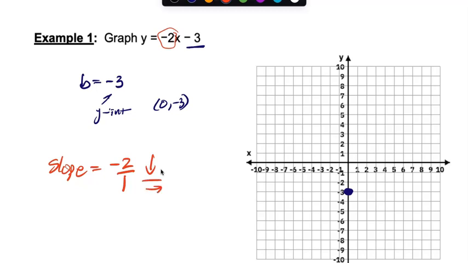We always go right. So starting from the point we had, starting from this point, we're going to go down 2 and right 1. If you want, you can do it again just to make a nicer graph. Go down 2, right 1, and then you can connect them.